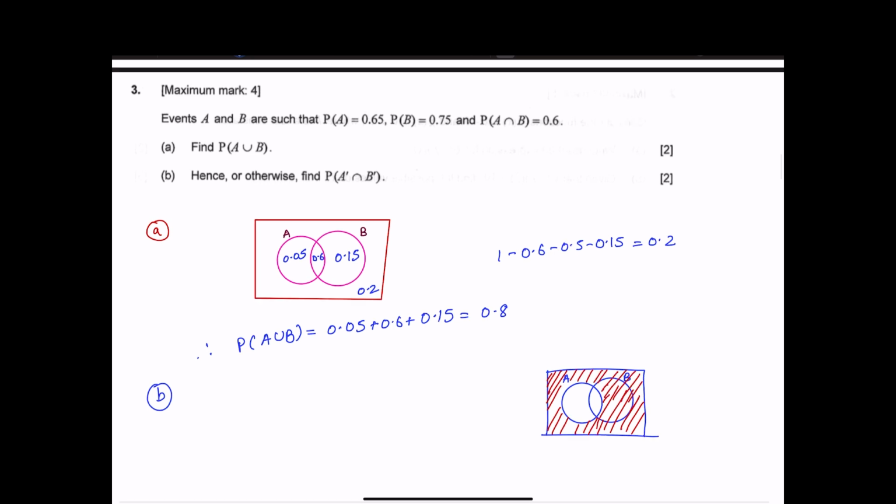And our B prime is everything other than B, right? So this green area would be the B prime. So we see that other than these two circles, the green portions and the red portions are together. So P of A prime intersection B prime is everything other than these two circles. So it should be 0.2.